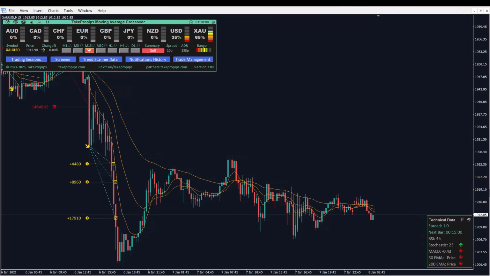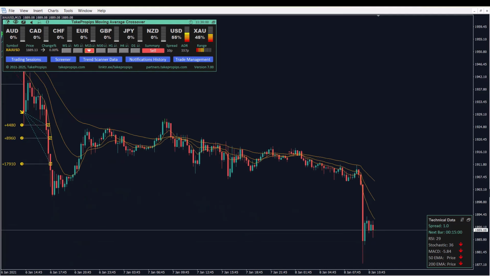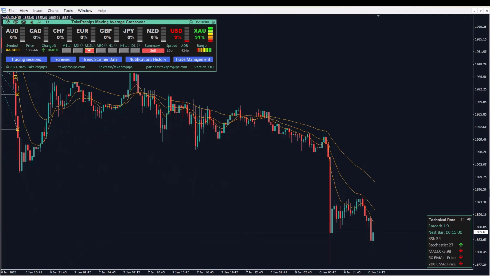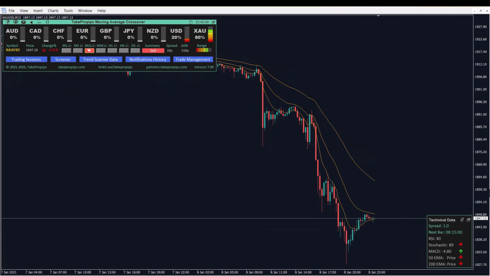It's like getting an early heads up on a potential reversal, but RSI works best when you use it with price action. So don't rely on it alone. Pair it with visible support and resistance levels for confirmation.